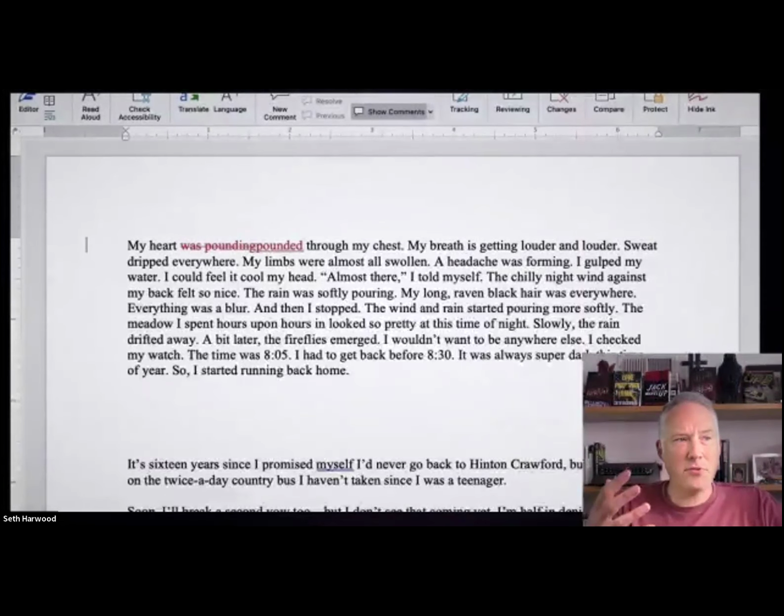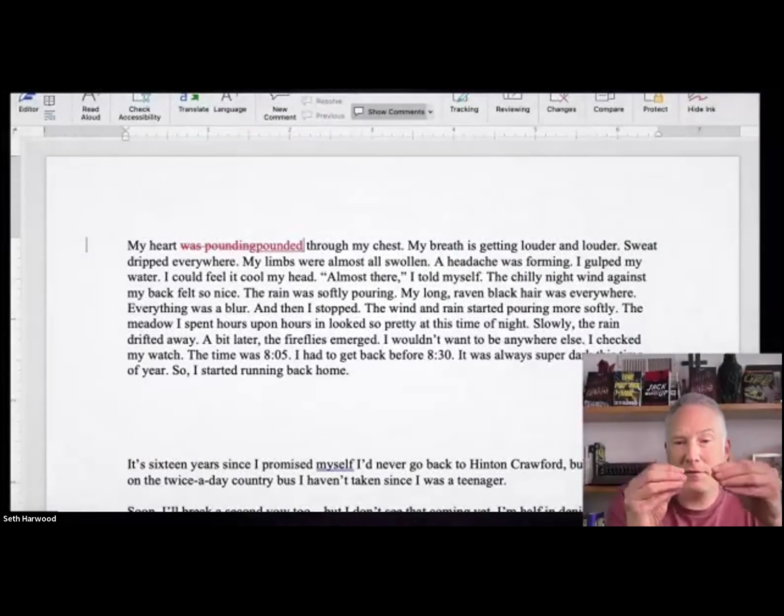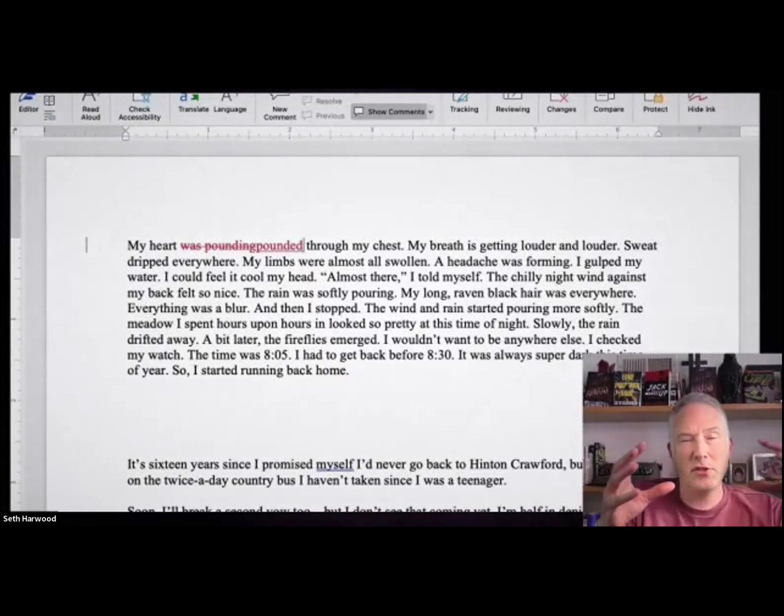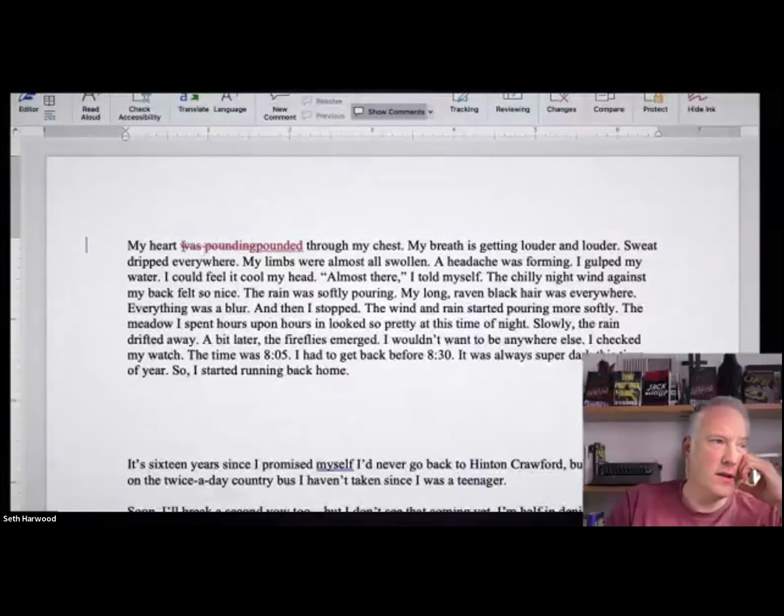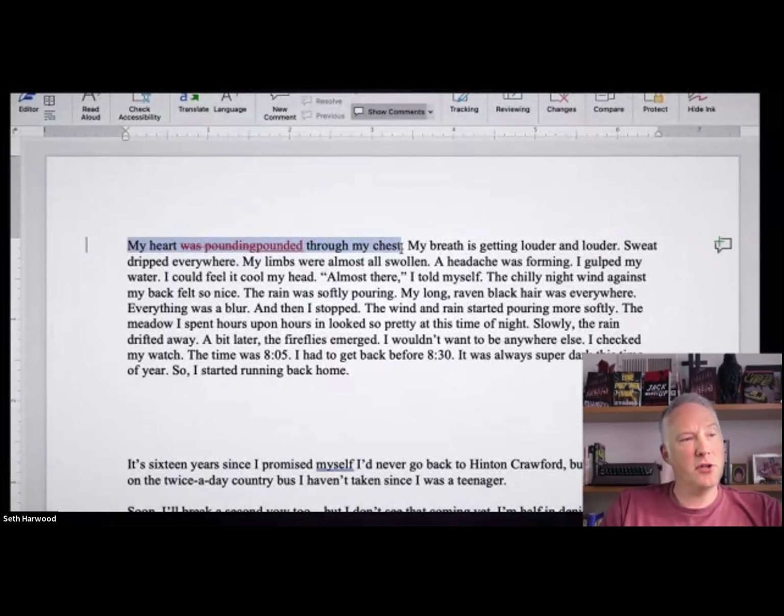If it's "my heart pounded through my chest," it feels more immediate. It feels like it's happening in a specific moment. But when we say "my heart was pounding through my chest," it's a different verb form, a verb form that's showing that time is passing as this is going on. So I don't know how much time has passed in that period. It could be 10 seconds, it could be a minute.